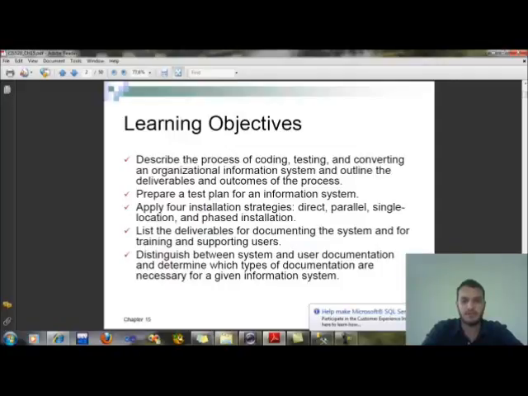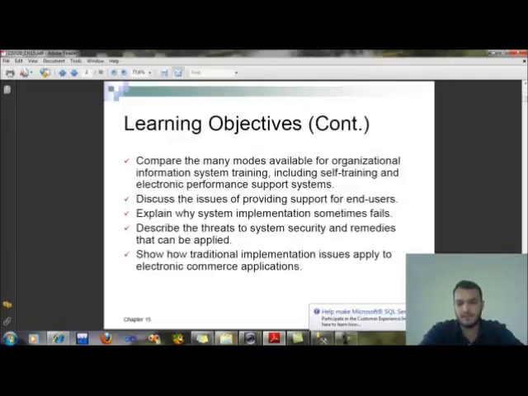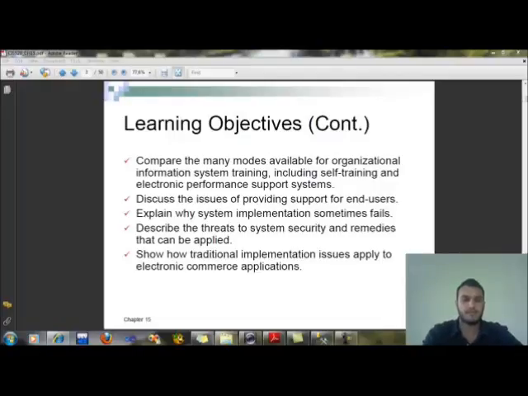List the deliverables for documenting the system and for training and supporting users. Distinguish between system and user documentation and determine which types of documentation are necessary for a given information system. And compare the main modules available for organizational information system training, including self-training and electronic performance support systems. Discuss the issues of providing support for end users.